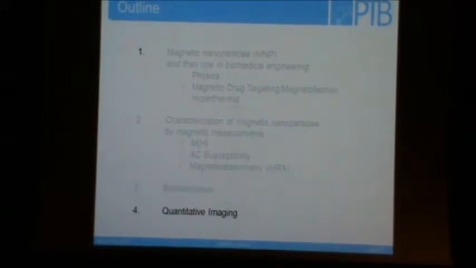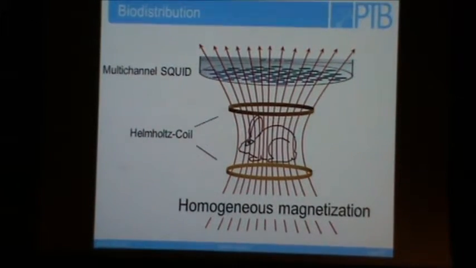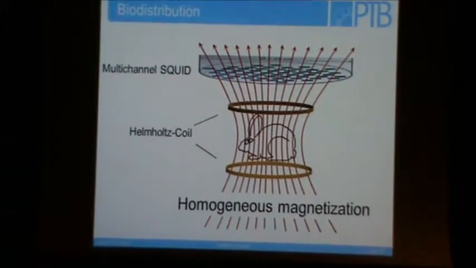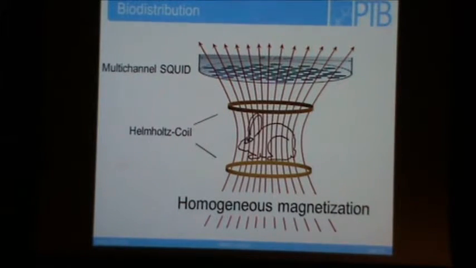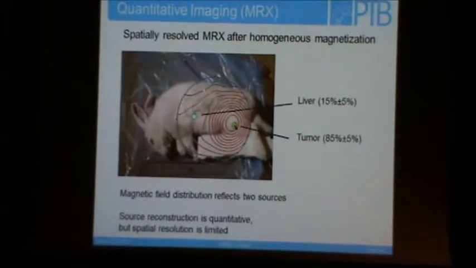Finally, I would like to touch on quantitative imaging. I will not talk about MPI, I will talk about magnetorelaxometry in this case. The simplest thing that we have applied in the measurements I showed you before is we magnetize the whole animal in a high magnetic field, for example, by using Helmholtz coils, and we have a multi-SQUID array that measures the magnetic field that is emitted by the animal after the field is switched off. And then we can see something like this.